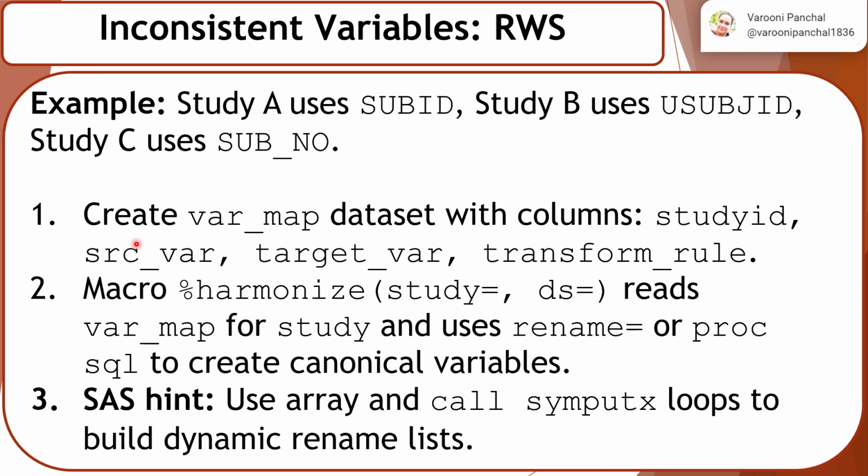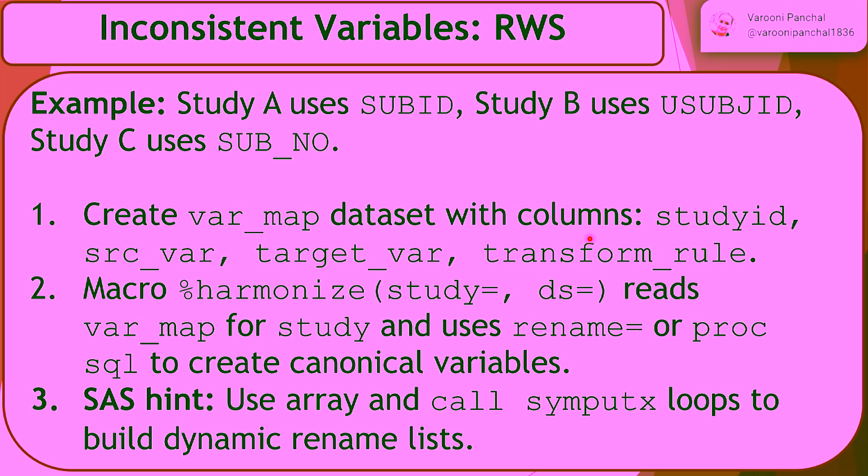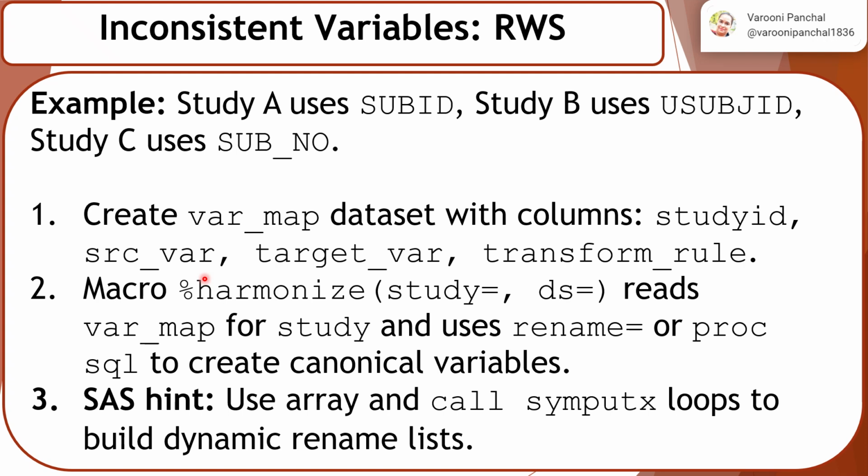The next is to create a variable map dataset with columns study ID, src underscore variable, which is the source variable, the target variable name, and the transform rule. So these are the 4 columns, just an example of how you can create this dataset. It records which study ID it is, the source variable name, the new variable name that you would like to assign in order to make all the variable names consistent across all studies, and the transformation rule.